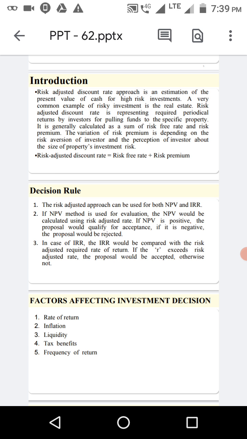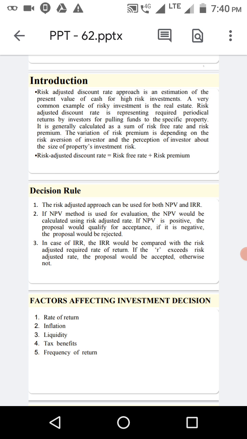Decision rule. A. The risk adjusted approach can be used for both net present value and internal rate of return. In simple terms, NPV and IRR. B. If the NPV method is used for evaluation, the NPV would be calculated using the risk adjusted rate. If NPV is positive, the proposal would qualify for acceptance. If it is negative, the proposal would be rejected.